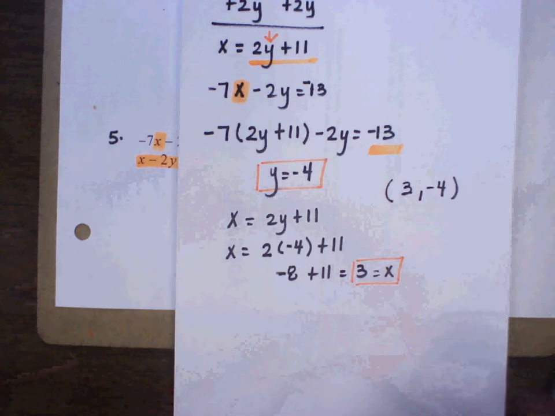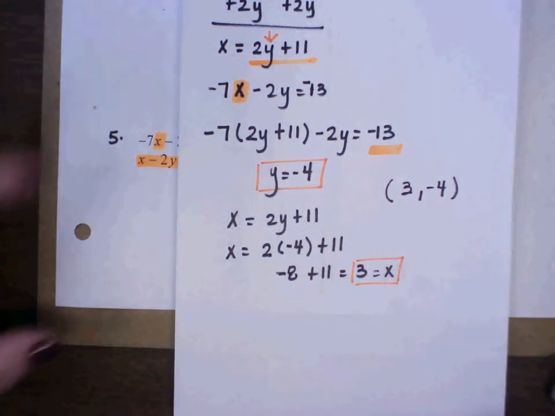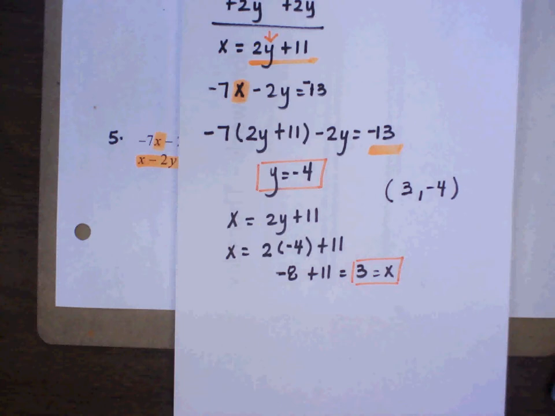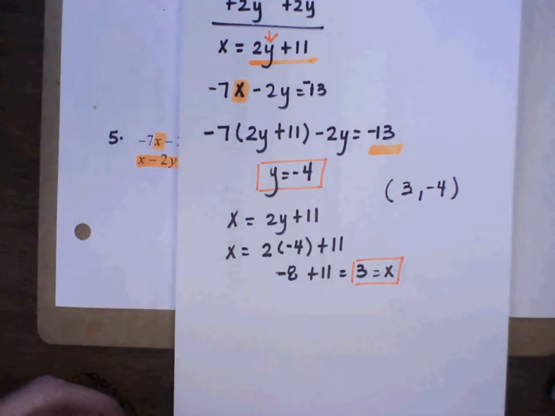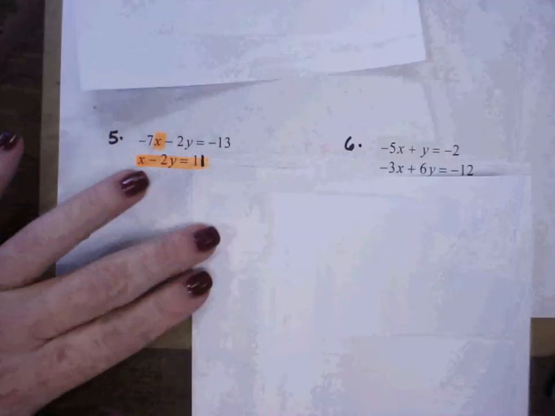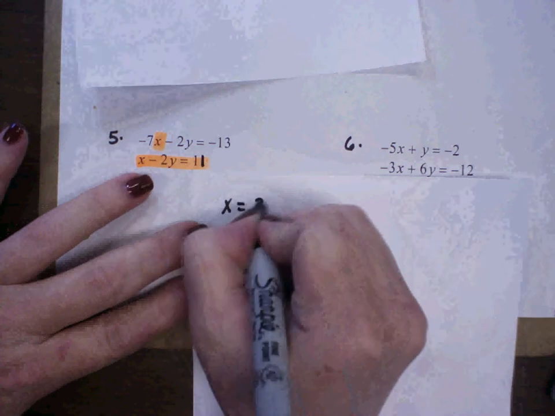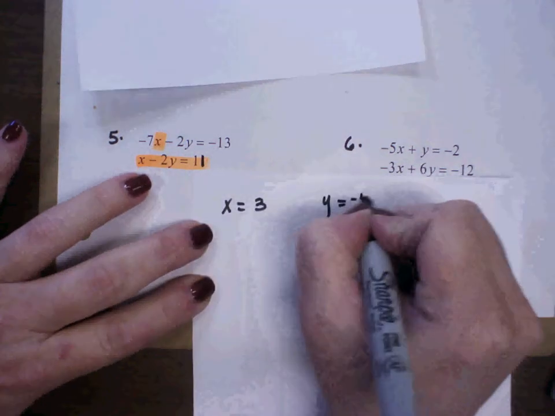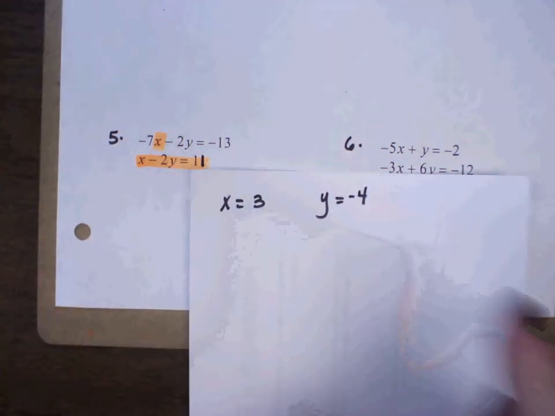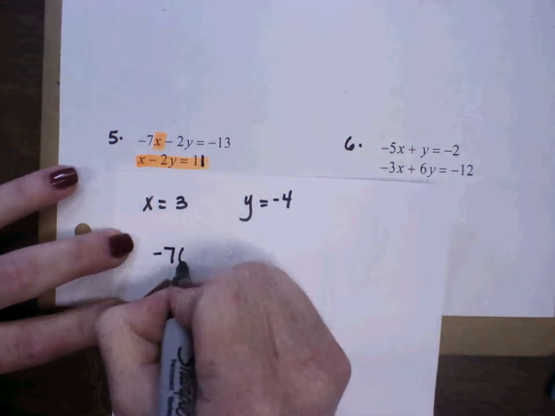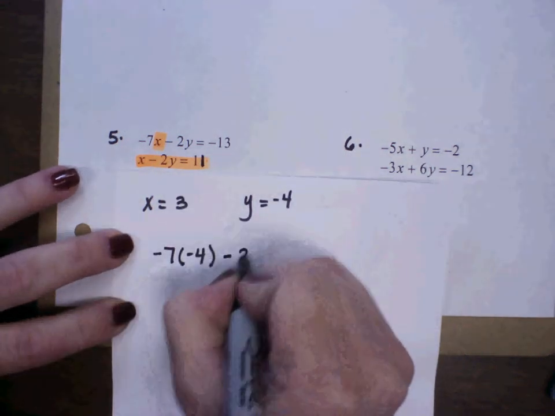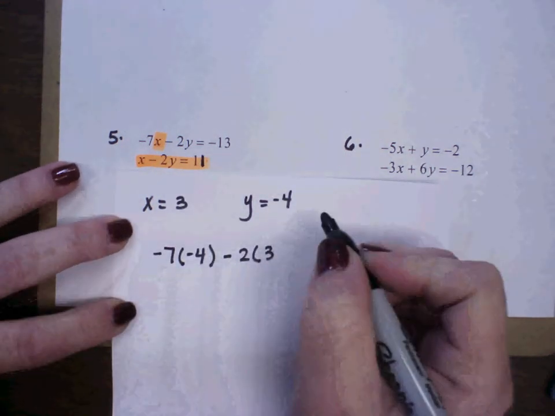Now, I'm going to go a little step further, and if this is my answer, I'm going to substitute to make sure that that truly is the solution for the system of equations. So this is what you can do. You're going to take that x equals 3 and y equals negative 4, and you're going to plug them into the original equations, okay?